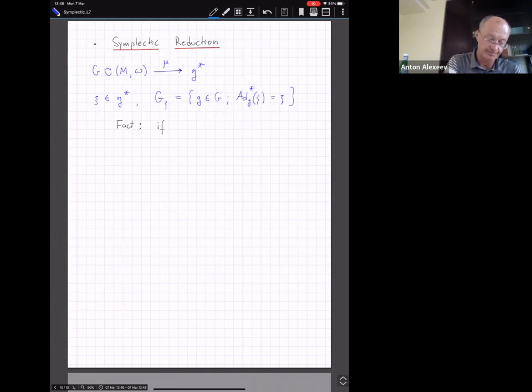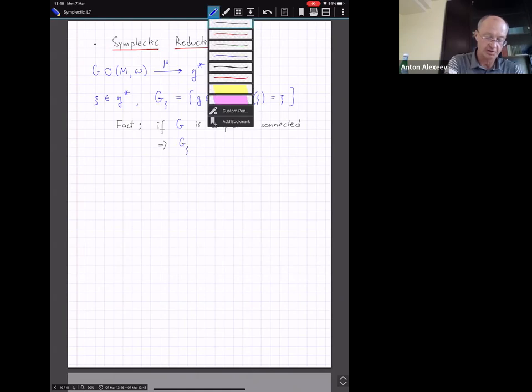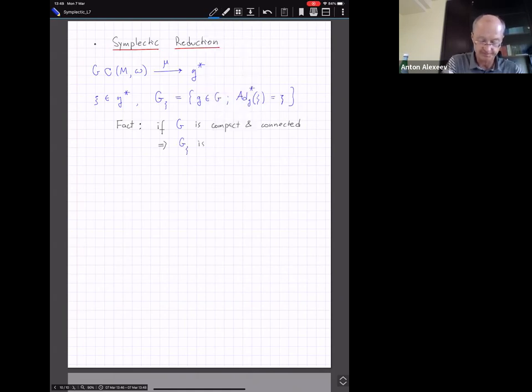Just for information, if G is compact and connected, then all the coadjoint stabilizers are also connected. Right. As I say, maybe we rediscuss this fact later on, but for now, let's take it as a fact.